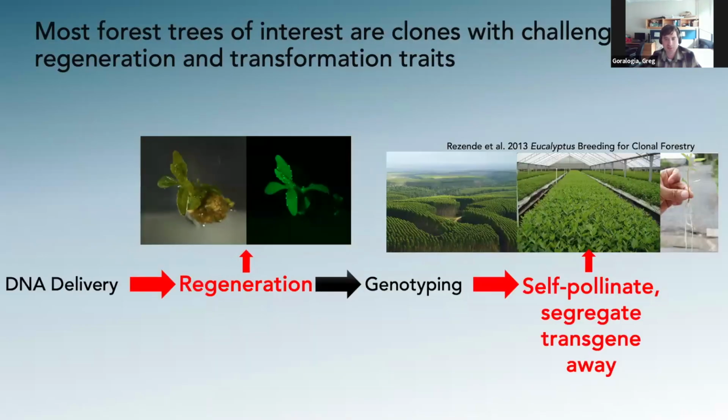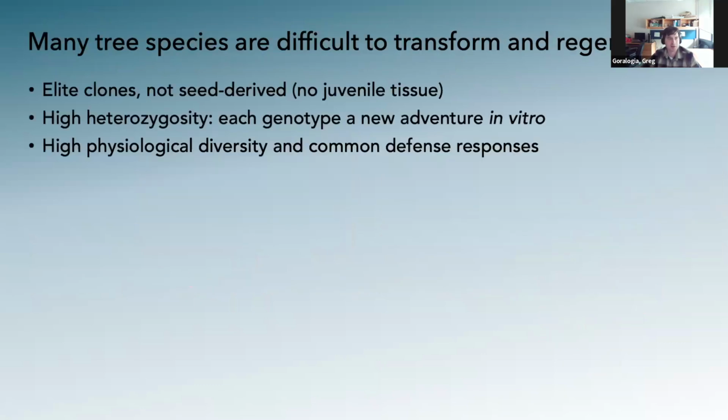But in trees, most of these are clones, and they just have really challenging in vitro biology. So both for morphogens as well as for CRISPR, this is really a problem because it's really hard to get those genes out or not get them in the first place. And as I mentioned, tree species are just hard. They're often clones, so I don't have access to juvenile tissue like seedlings. Every genotype is very heterozygous, so it's a new adventure in vitro. And there's just lots of strong defense responses.